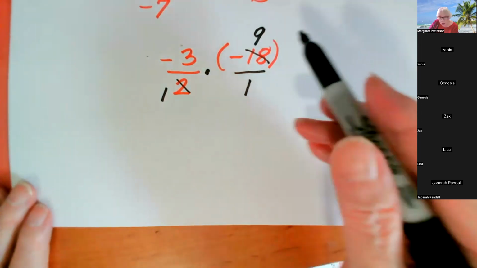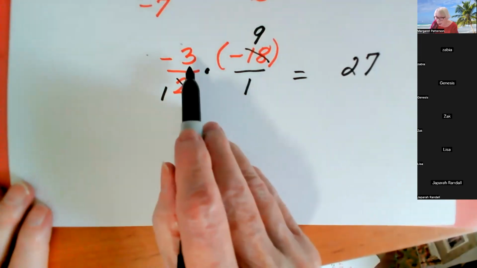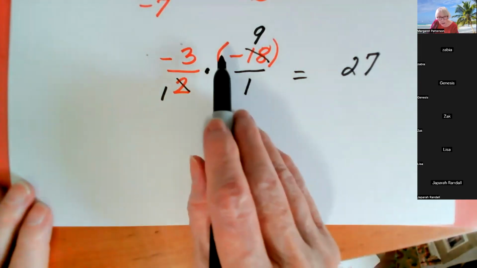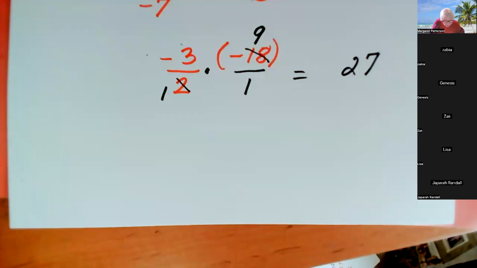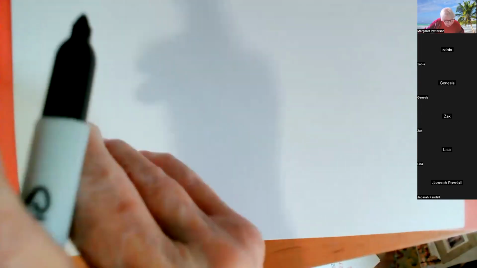So 3 times 9 is 27. And then double check the sign, because the sign is going to get you wrong just as much as the number. And so negative times a negative is a positive. That one is good. Okay. Let me try this one. Let me see if I can put problems together.